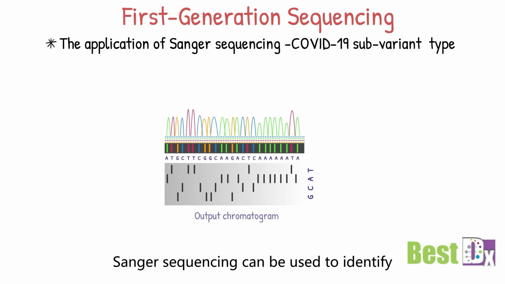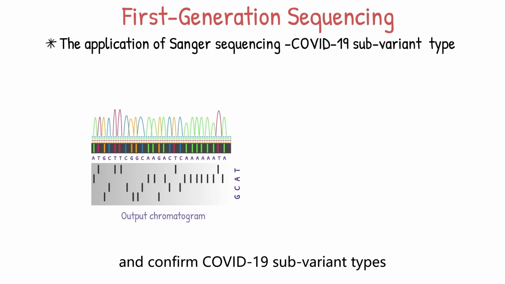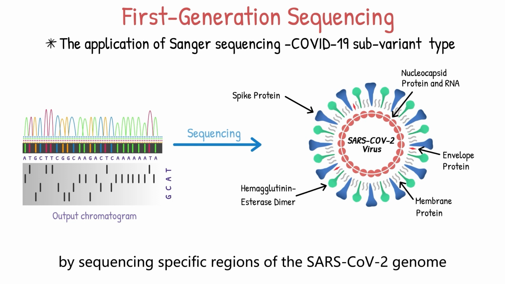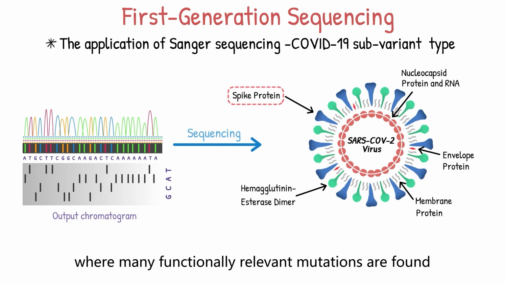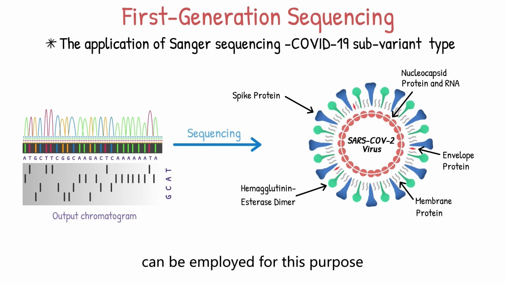Sanger sequencing can be used to identify and confirm COVID-19 subvariant types by sequencing specific regions of the SARS-CoV-2 genome, particularly the spike protein, where many functionally relevant mutations are found. Here's a detailed explanation of how Sanger sequencing can be employed for this purpose.